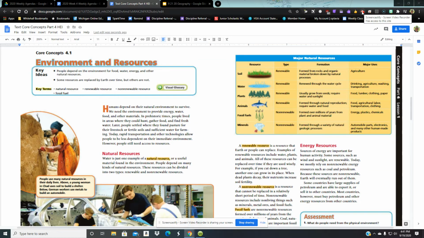The environment and resources. Humans depend on their natural environment to survive. That's the theme, human-environment interaction. We need the environment to provide energy, water, food, and other materials.